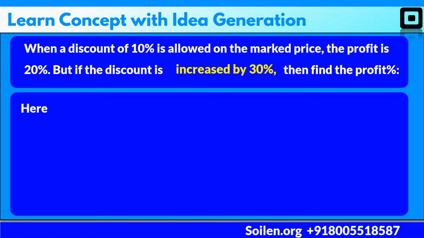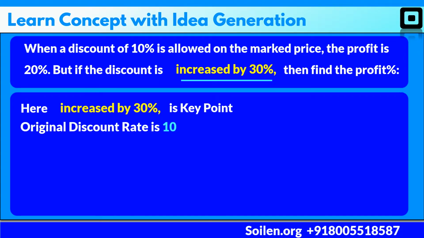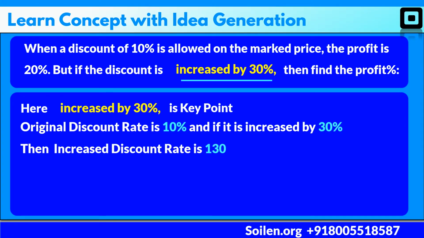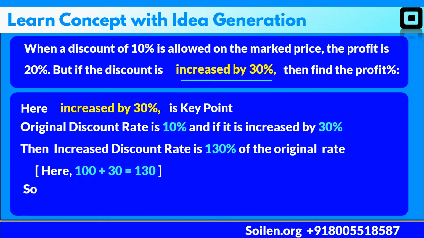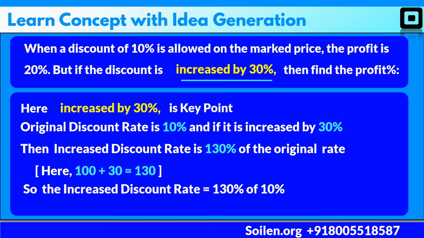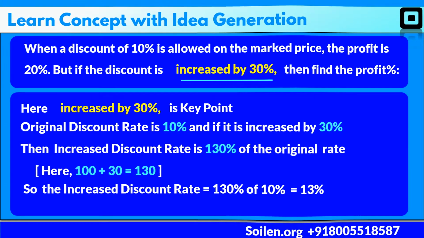Here discount is increased by 30% is the key point. Original discount rate is 10%, and if it is increased by 30%, then increased discount rate is 130% of the original rate. You can get 130 by adding 30 to 100. So the increased discount rate equals 130% of 10% equals 13%.